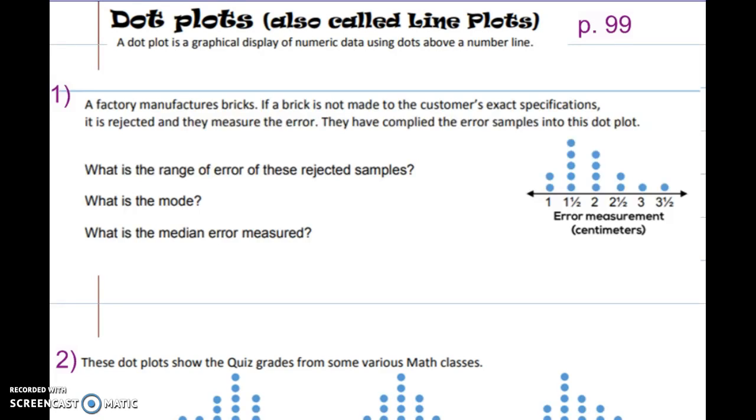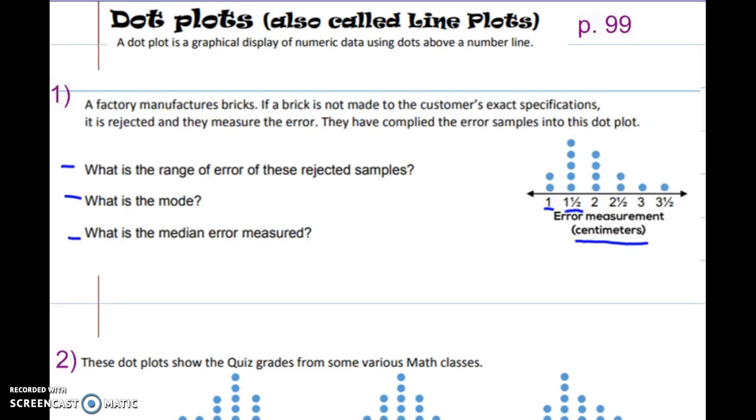Problem number 1 says a factory manufactures bricks. If a brick is not made to the customer's exact specifications, it is rejected and they measure the error. They have compiled the error samples into this dot plot. So notice in your dot plot that these numbers stand for the error measurements in centimeters. So 2 of the bricks had an error measure of 1 centimeter. 5 bricks had an error measurement of 1.5 centimeters, and so on. So with this information, you were to answer these 3 questions.